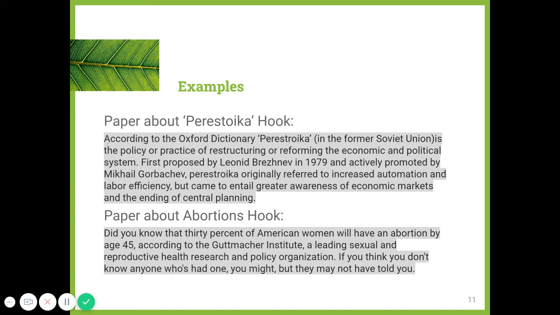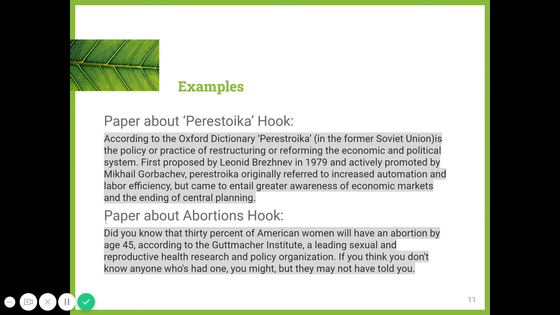So, as you can see, we are citing the definition from the Oxford Dictionary. We're giving a specific date and names of people that played an important part during that period.